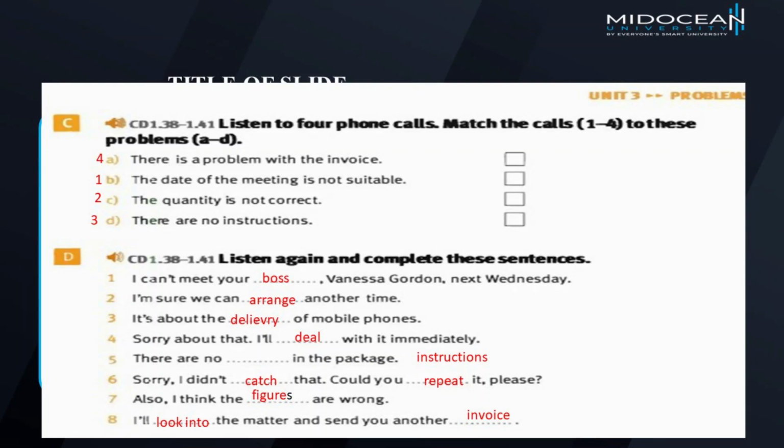Activity D. Listen again and complete these sentences.